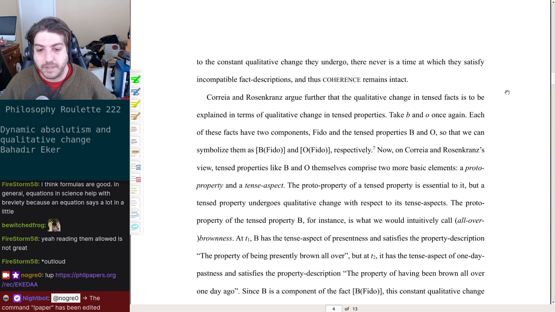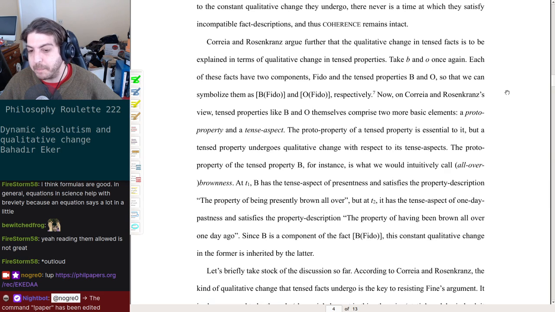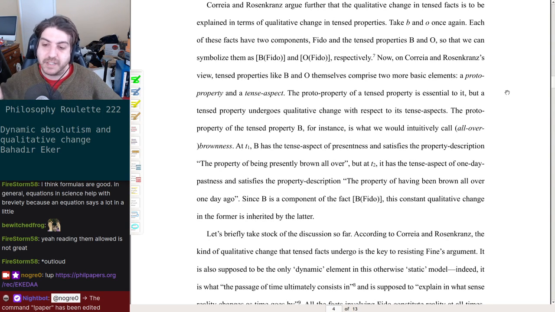Now, on Correa and Rosenkranz's view, tensed properties like brown and orange, B and O, themselves comprise two more basic elements, a proto-property and a tense aspect. The proto-property of a tensed property is essential to it, but a tensed property undergoes qualitative change with respect to its tense aspects. The proto-property of the tensed property B, for instance, is what we would intuitively call all-over brownness. At T1, B has the tense aspect of presentness and satisfies the property description, the property of being presently brown all over. But at T2, it has the tense aspect of 1 day pastness and satisfies the property description, the property of having been brown all over 1 day ago. Since B is a component of the fact that Fido is brown, this qualitative change in the former is inherited by the latter.